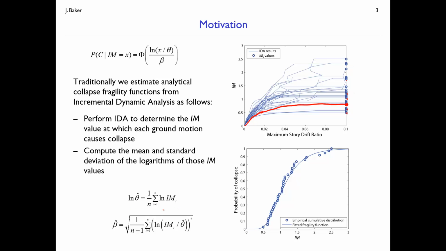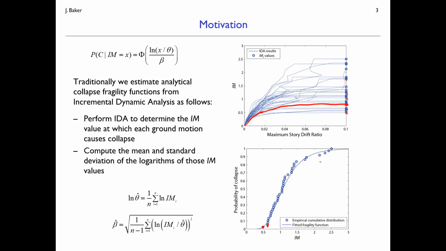So the math is noted down below, and the lower right figure is a plot of those same circle values. The IM values are plotted along the x-axis, and for these circles, the y-axis value is the fraction of the ground motions that have caused collapse by that IM level. We can plot those up in what's called an empirical cumulative distribution. And then the fragility function, with the theta and beta values estimated as noted over on the left, is also plotted here, and we can see the reasonable visual agreement.